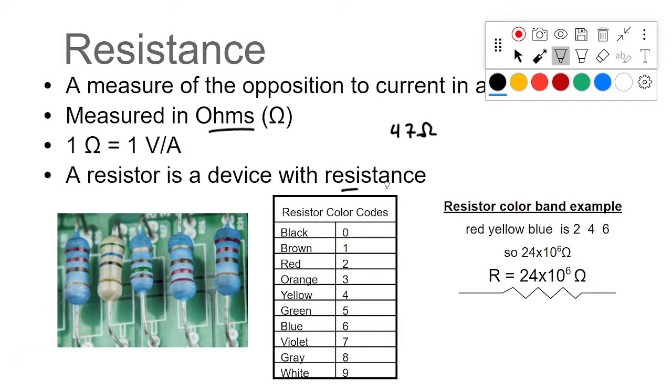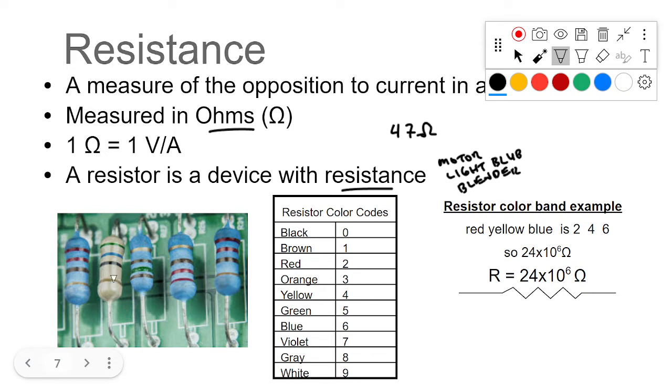But anything with resistance would be considered a resistor. Like if you had a motor in your circuit, if you had a light bulb, if you had a radio, a blender, any kind of thing that is using electricity, then that resists the flow of electrons and would be considered a resistor. Now, these guys down here, these are actual resistors.